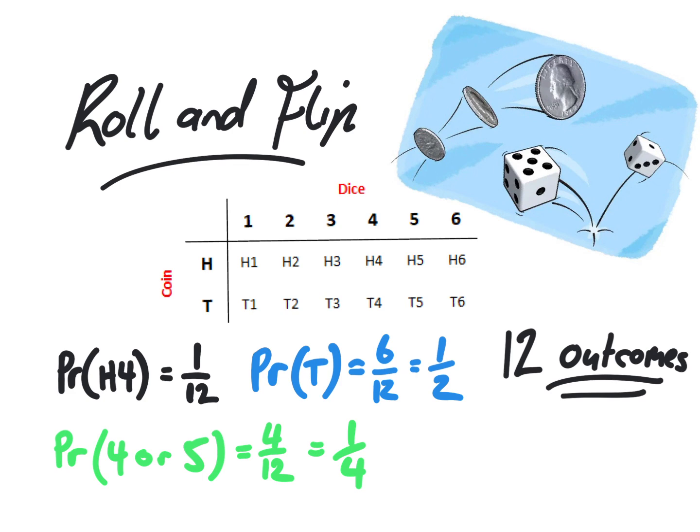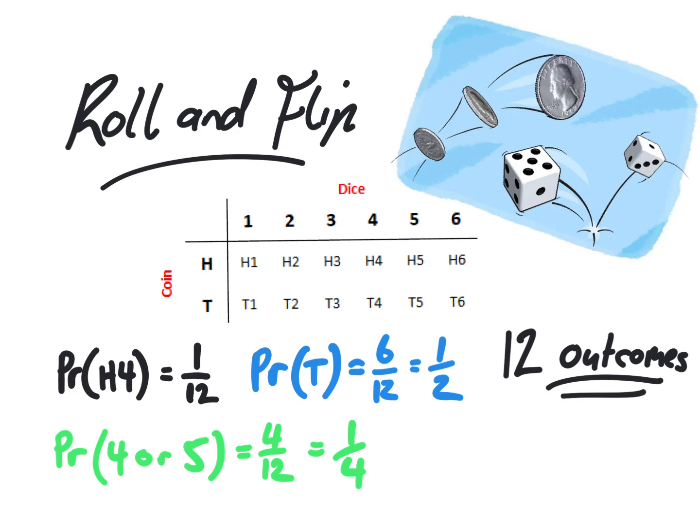Let's have a look at what happens when we flip a coin and roll a dice at the same time. What are the possible outcomes that could happen? Well, we know that there could be a head or a tail, and there could be the numbers 1, 2, 3, 4, 5, or 6. So we know that there are 12 possible outcomes.